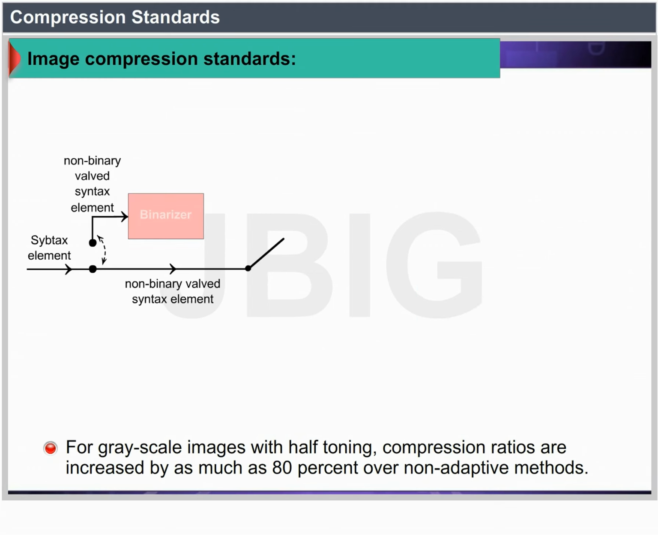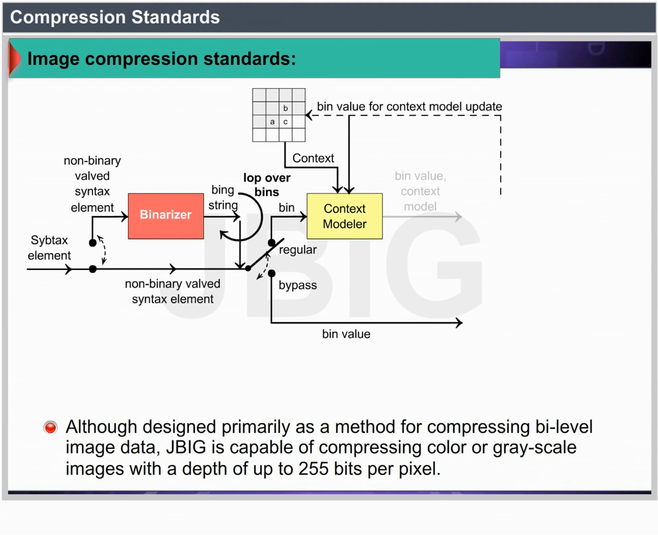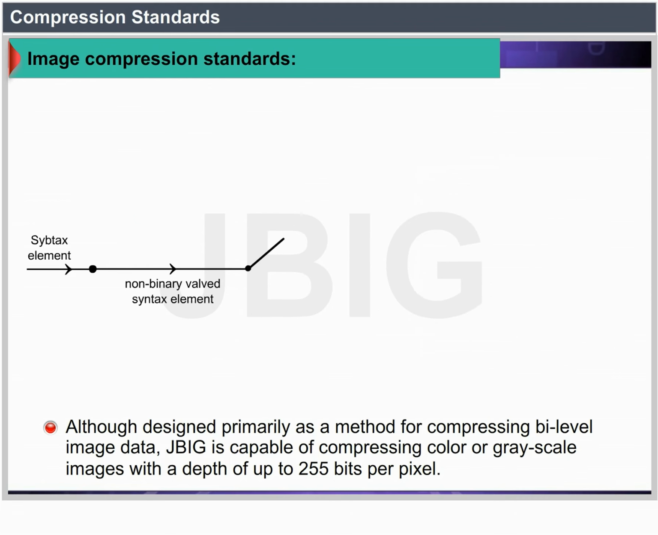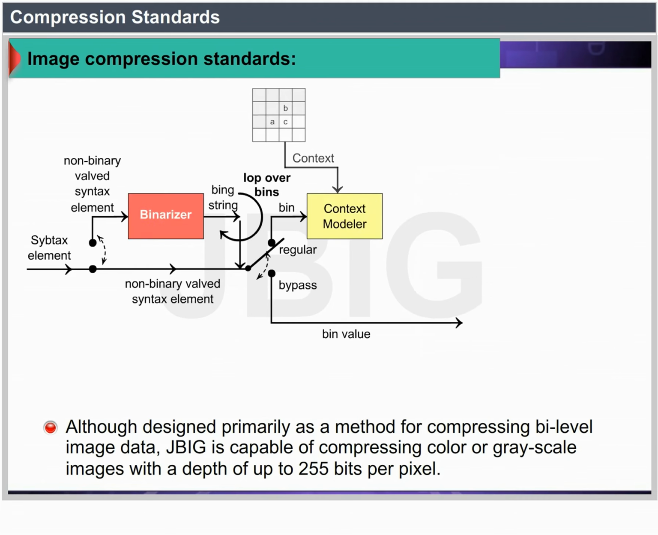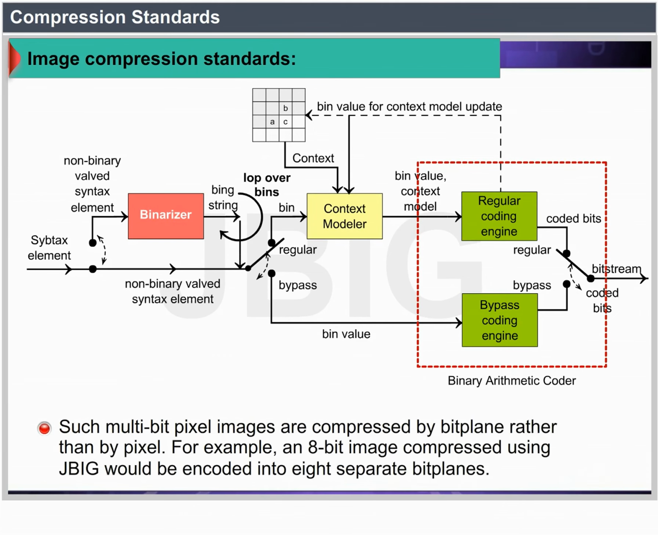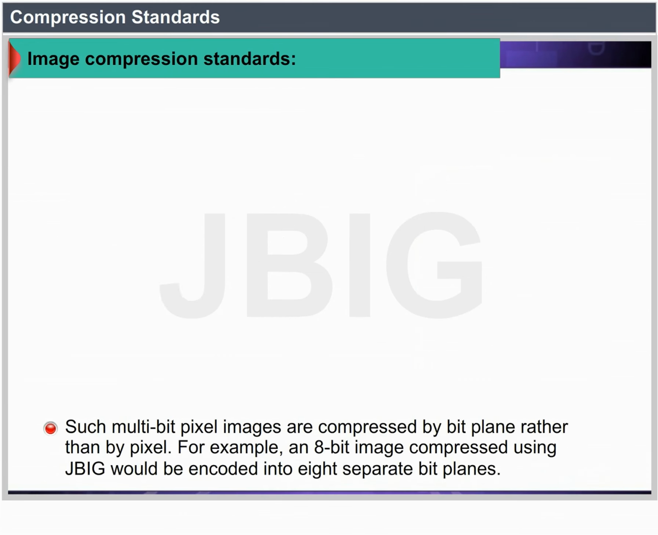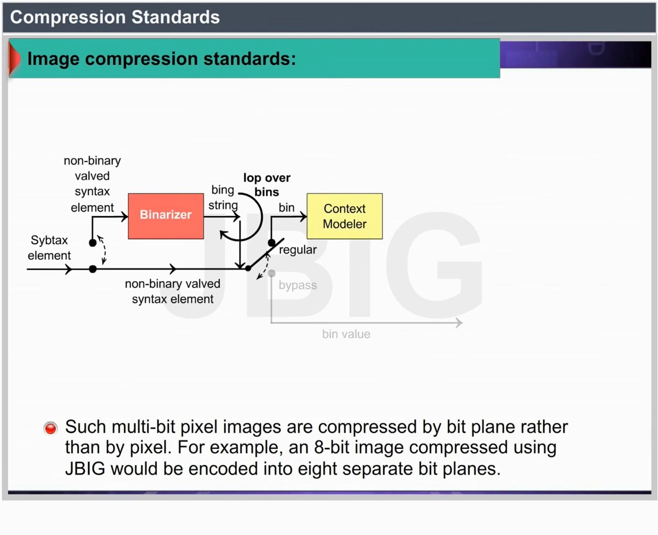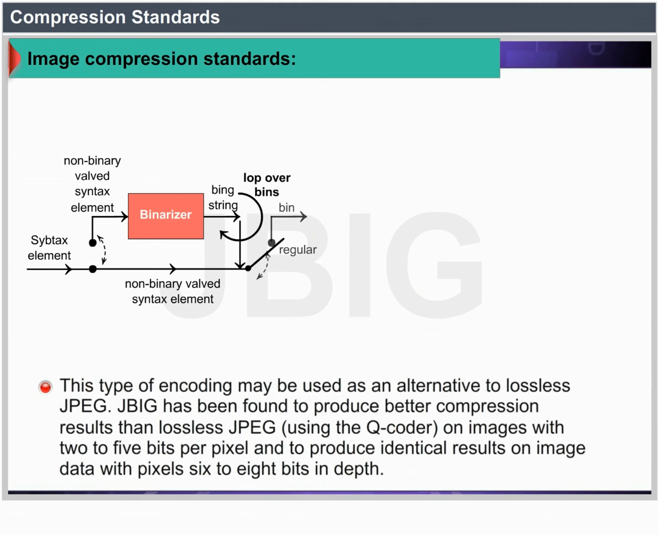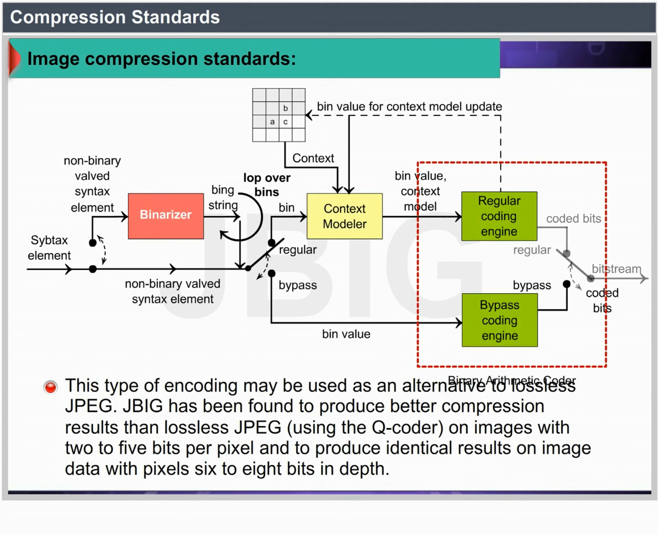Although designed primarily as a method for compressing bi-level image data, JBIG is capable of compressing color or grayscale images with a depth of up to 255 bits per pixel. Such multi-bit pixel images are compressed by bit plane rather than by pixel. For example, an 8-bit image compressed using JBIG would be encoded into 8 separable bit planes. This type of encoding may be used as an alternative to lossless JPEG.